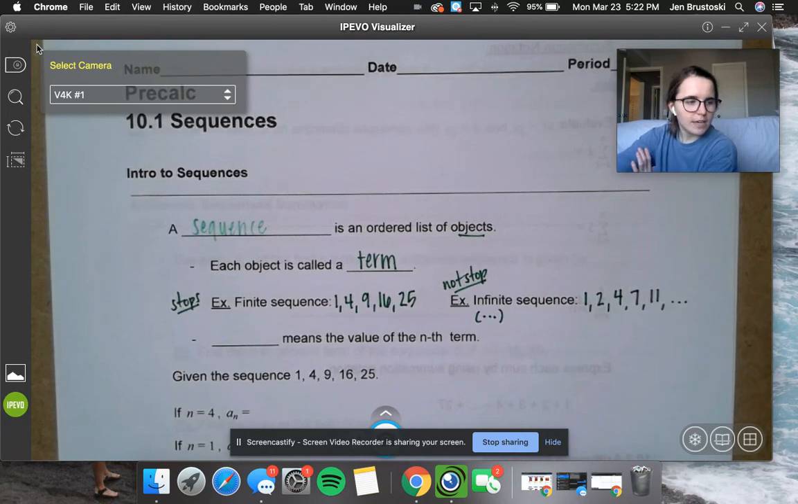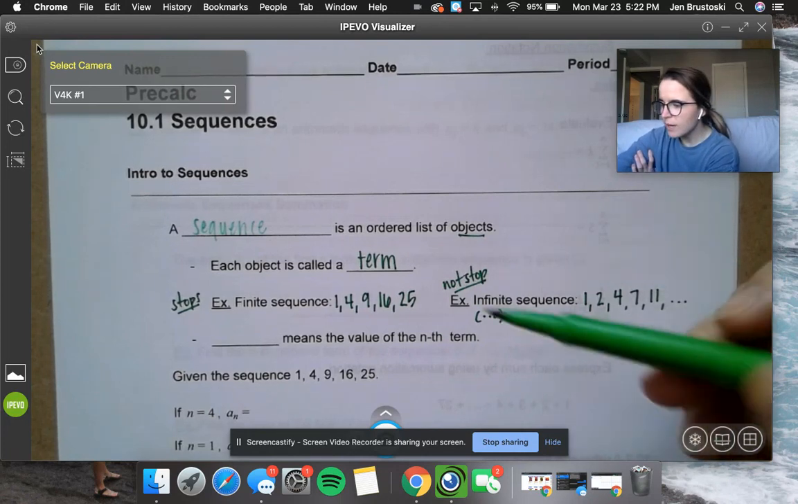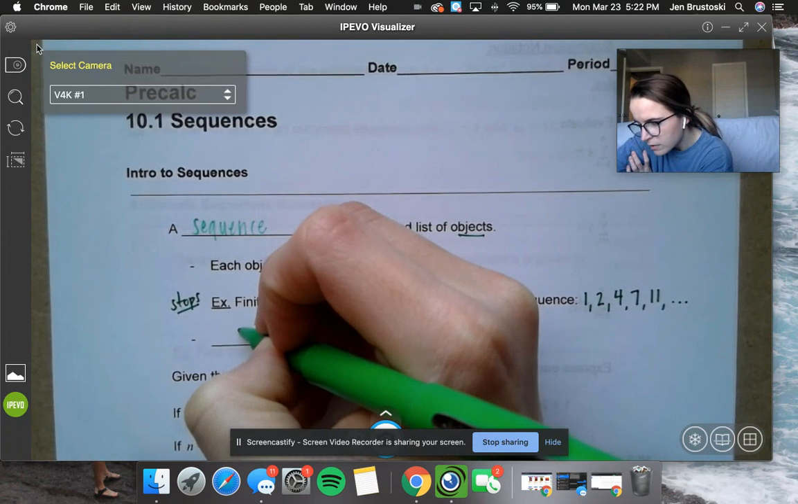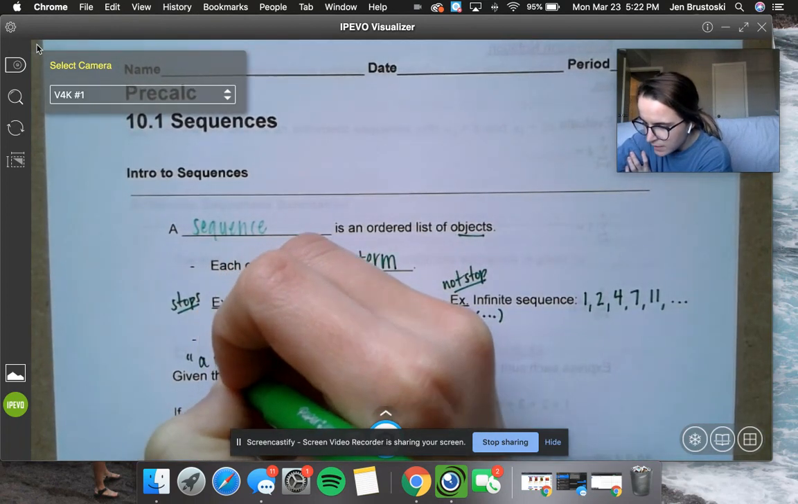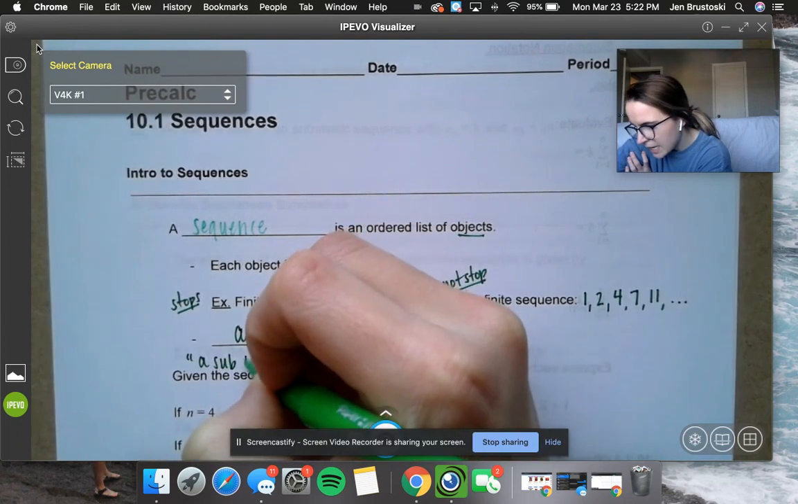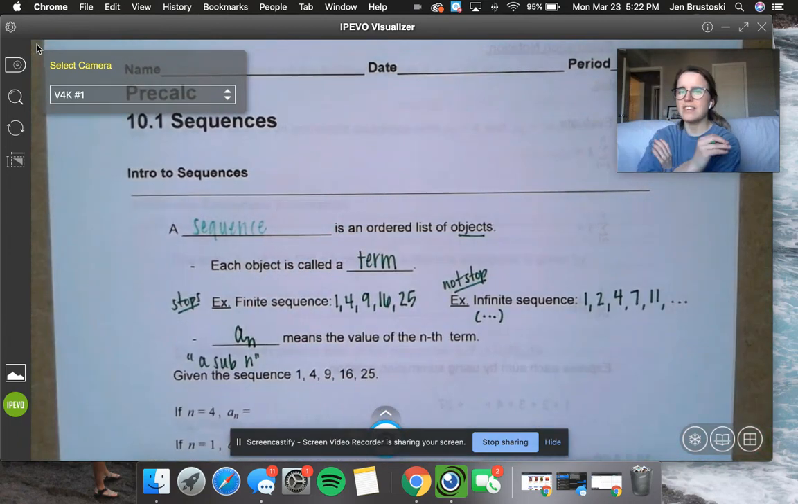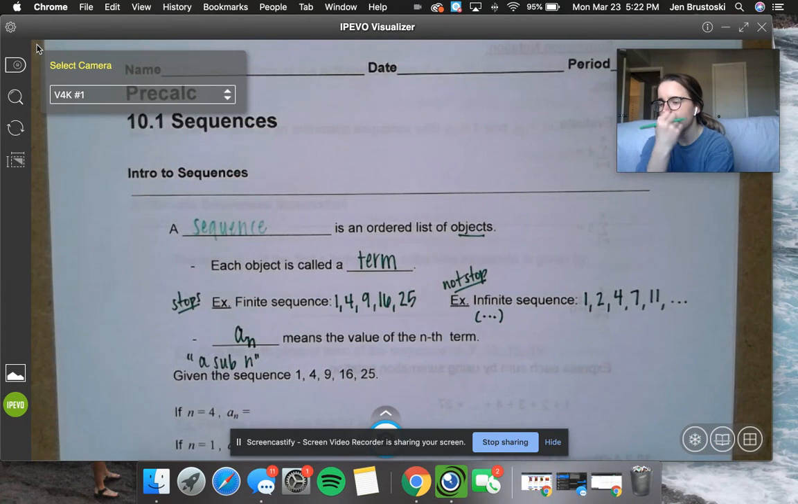All right, and then when we're talking about these sequences, we're going to work with a sub n. Sometimes it comes out with a V sound, sub n. And that's going to be the value of the nth term. So a sub n would be our sequence, and then a sub whatever n value would be the term that we're talking about.